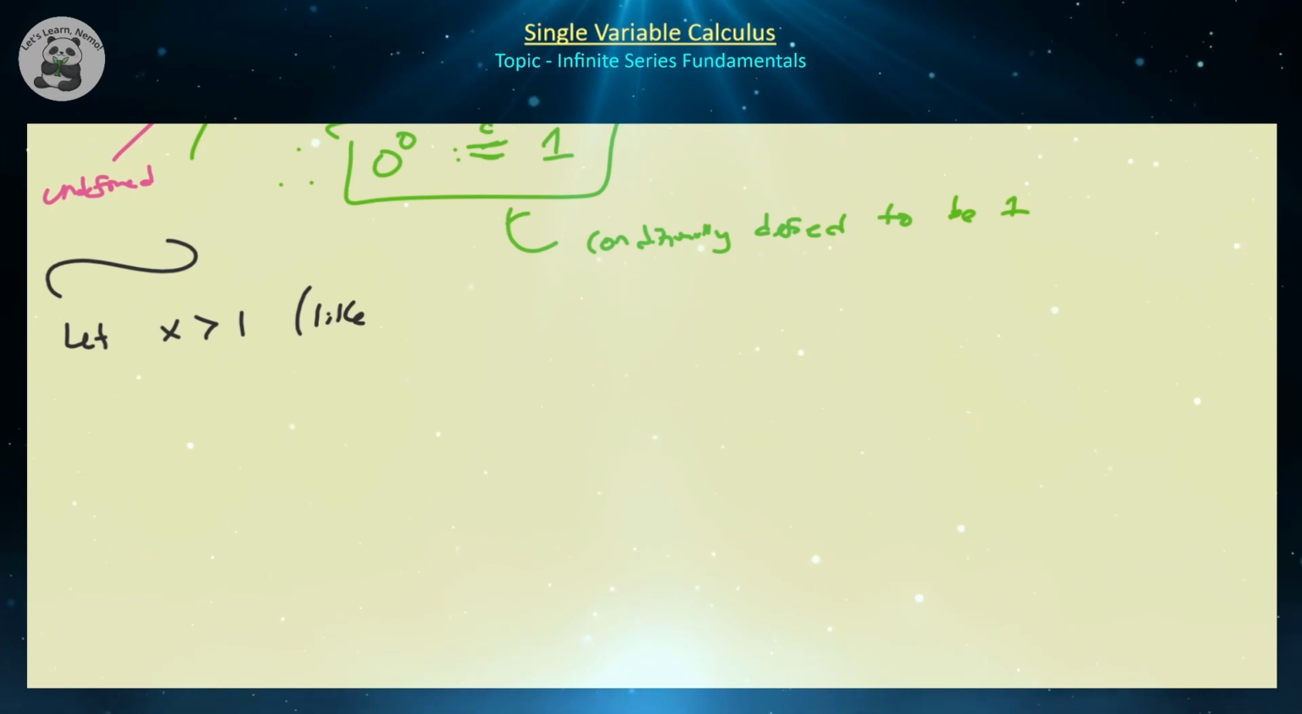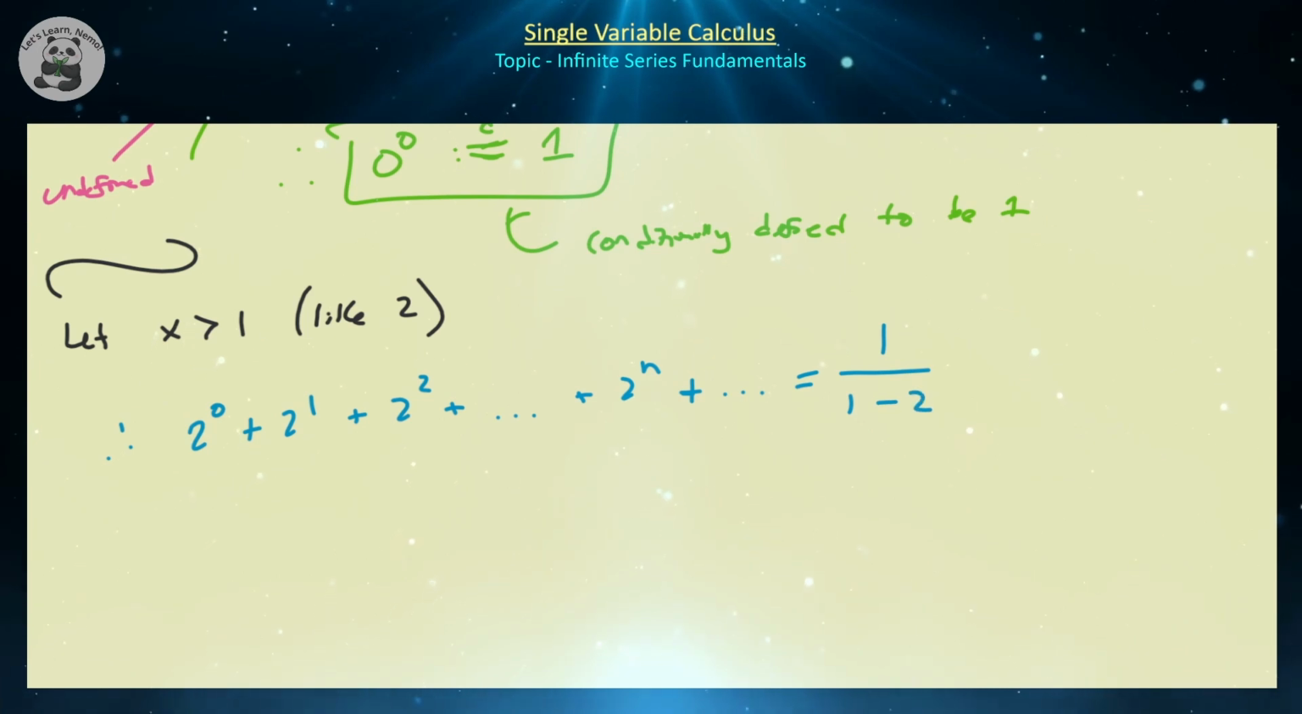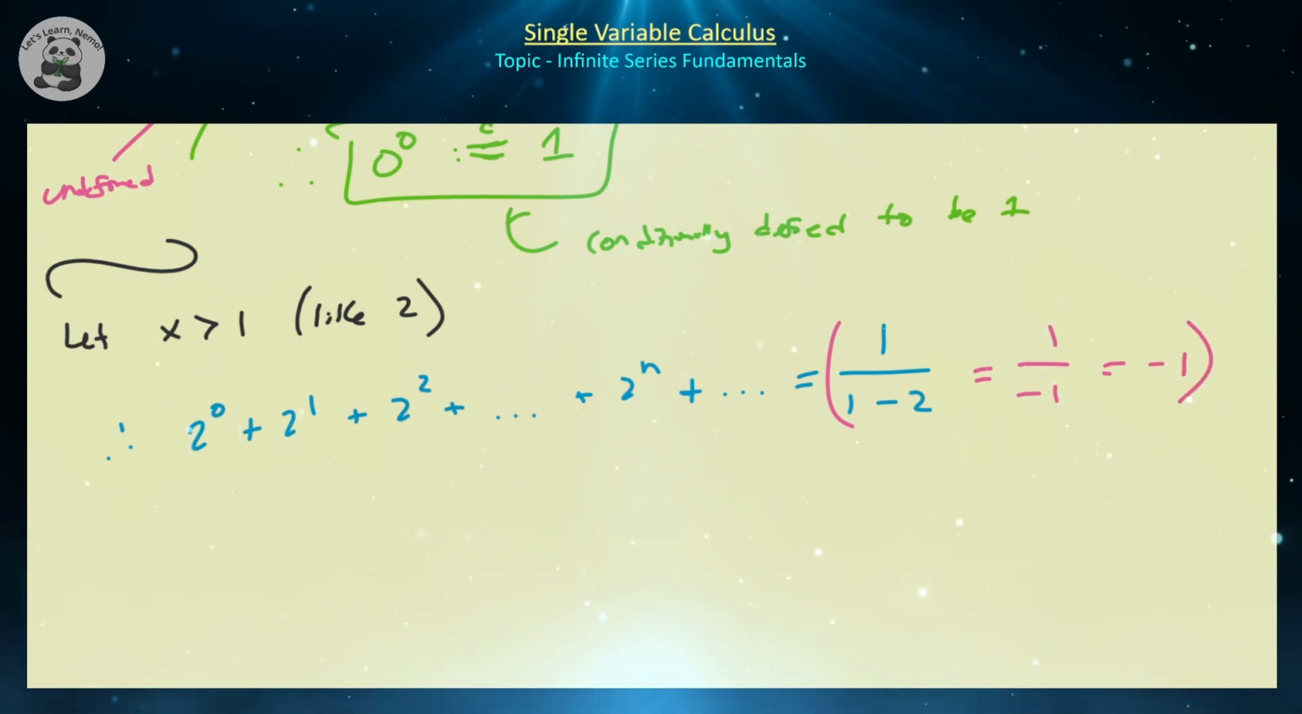For example, we consider 2 as a base case. So we're going to have 2 to the power of 0 plus 2 to the power of 1 plus 2 to the power of 2 plus all the way down to 2 to the power of m plus and so on. That's going to be equal to, by this formula, 1 over 1 minus 2. And 1 over 1 minus 2, that's going to be equal to 1 over negative 1, which is equal to minus 1.